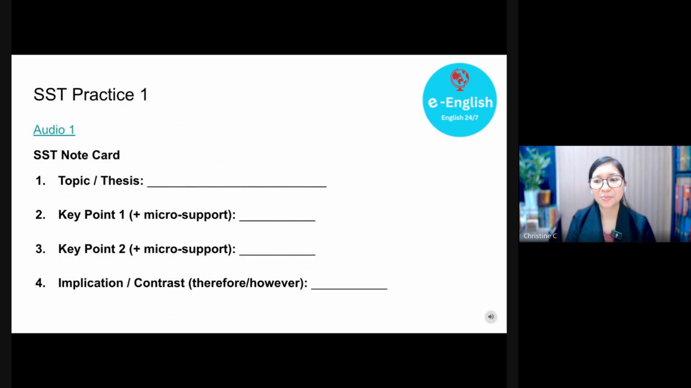Okay, so let's practice with an audio. Here is a sample spoken text, and you can see your note card. As you listen, try to think of some keywords that you will write here. And these are the only things that you need when you write your summary.